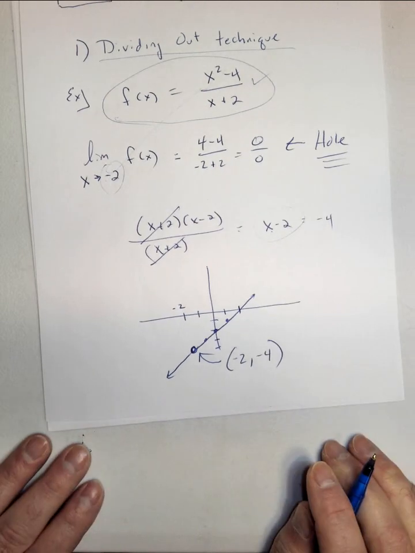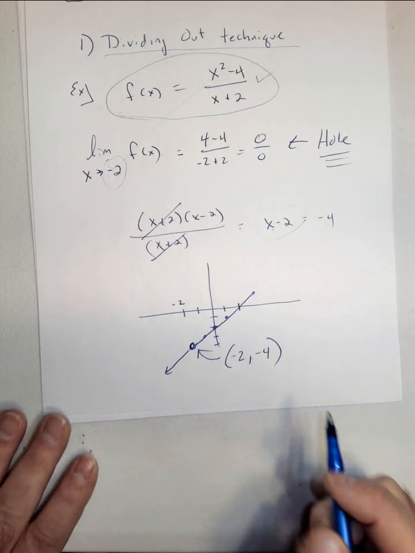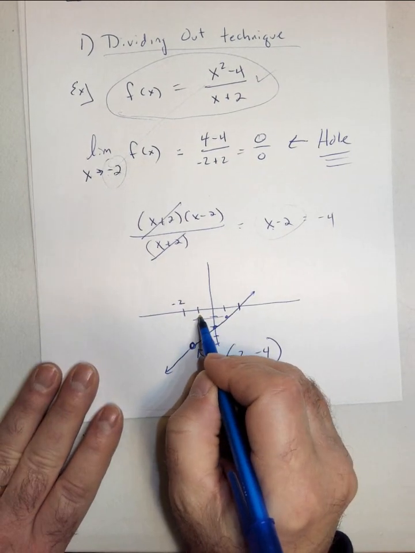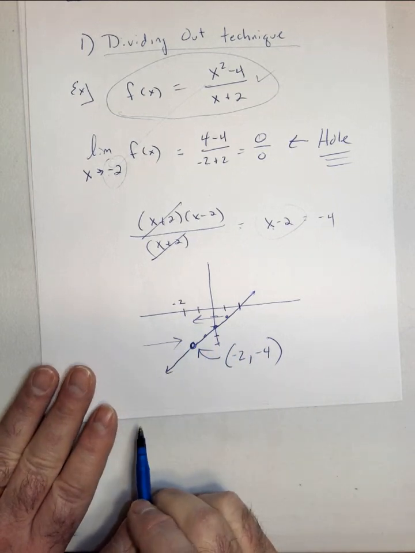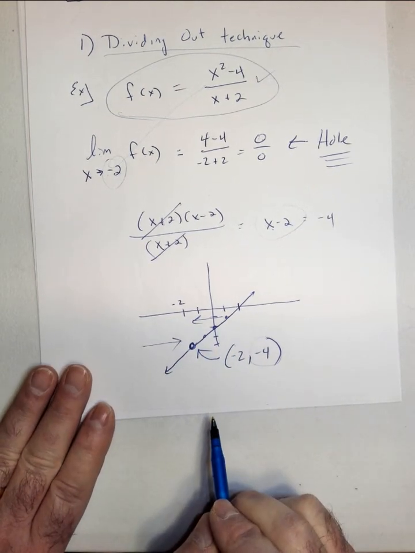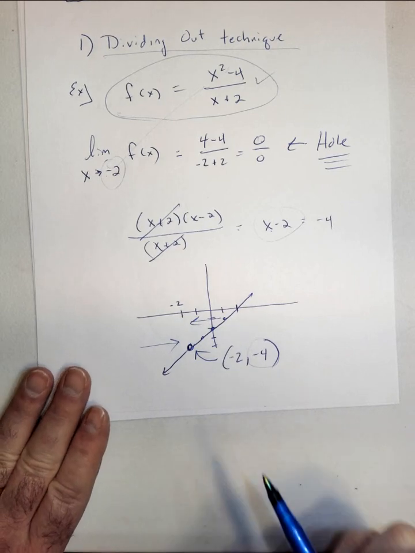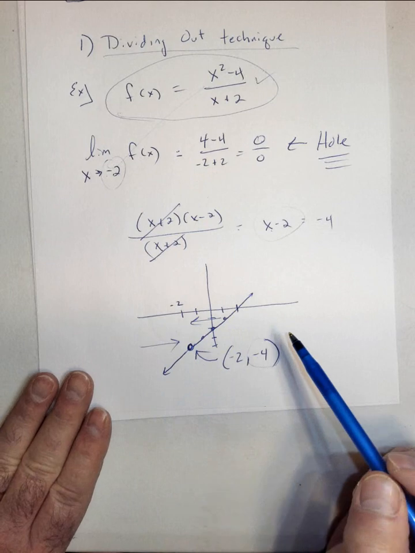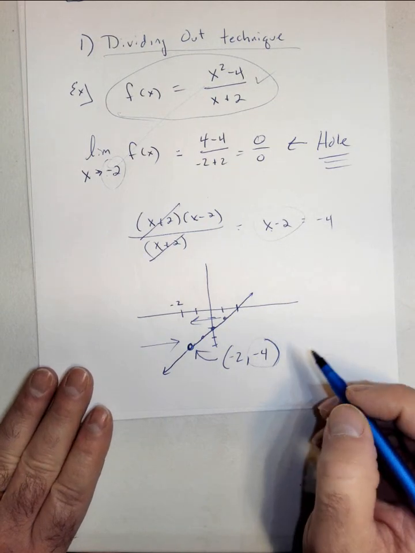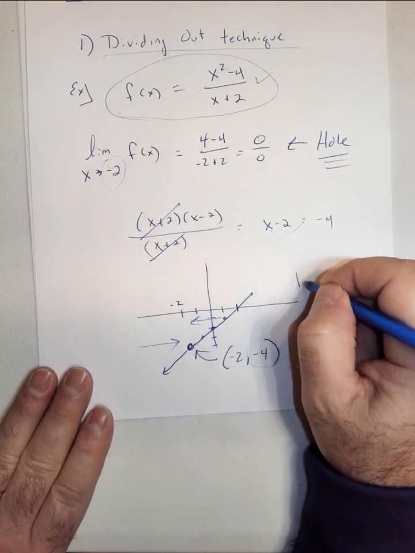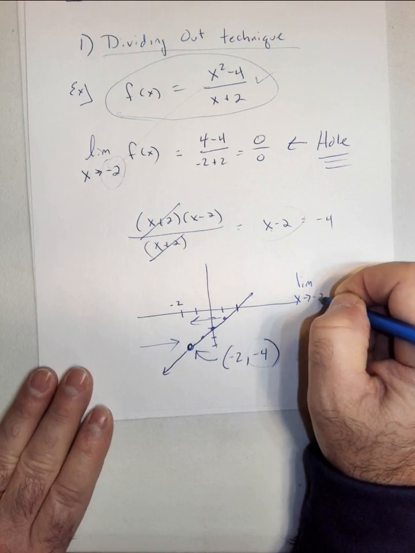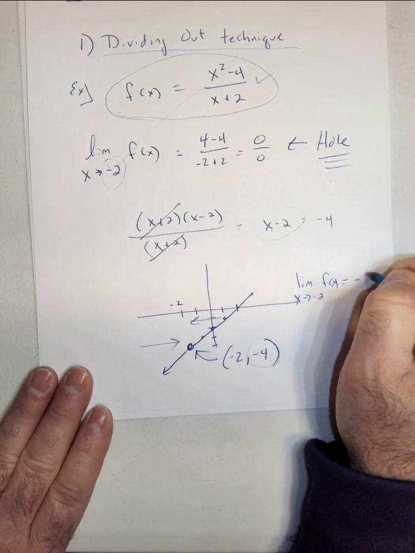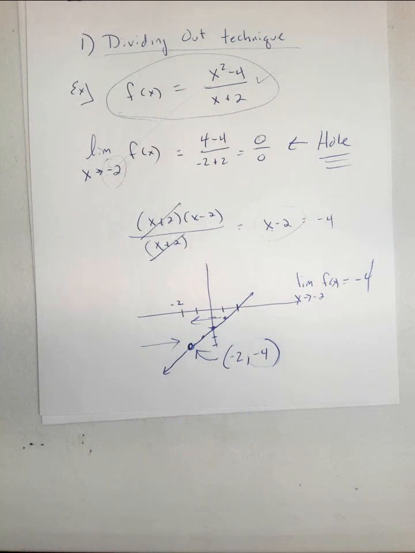In answering our question, what is the limit as we approach negative 2 from the right and from the left, we get that y value is what we're approaching. Even though that y value is not part of the range, because it's a restriction, it is the limiting value that we are approaching. So the limit as x approaches negative 2 of f of x is negative 4. All we're doing is finding the y value of the hole.